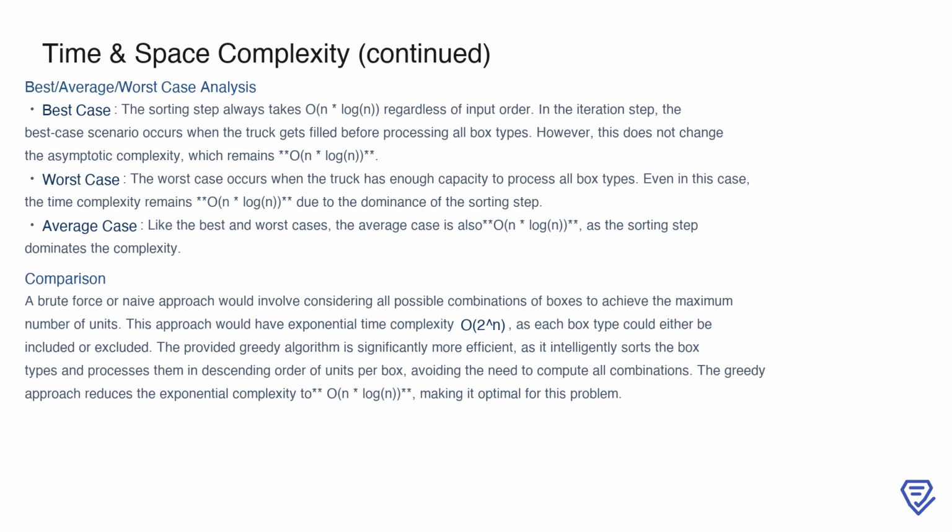To put this into perspective, a brute force approach that considers all possible combinations of box selections would have an exponential complexity of O(2 to the power of n). In contrast, the greedy algorithm optimally solves the problem by focusing on sorting and iterating, reducing the complexity to O(n*log n). This makes the greedy approach far more efficient and suitable for real-world scenarios.